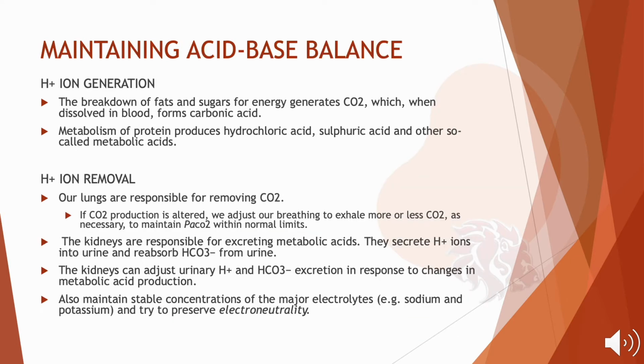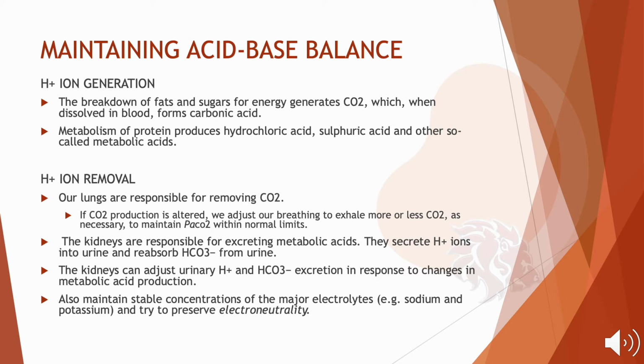What generates hydrogen ions in our bodies? The breakdown of fats and sugars for energy generates carbon dioxide, which, when dissolved in blood, forms carbonic acid. Metabolism of protein produces hydrochloric acid, sulfuric acid, and other so-called metabolic acids. Hydrogen ions must therefore be removed to maintain normal blood pH. But what removes hydrogen ions from our bodies?